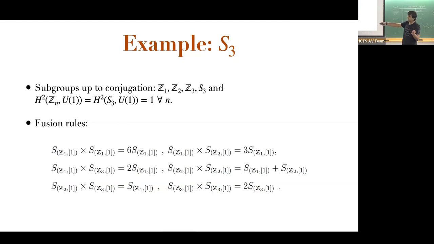And all of them again have trivial cocycle. We just fuse them. Find the surface operator fusion in S3 gauge theory, and this is what we get. Again, we can observe something. Again, we see the order of the group sitting here.